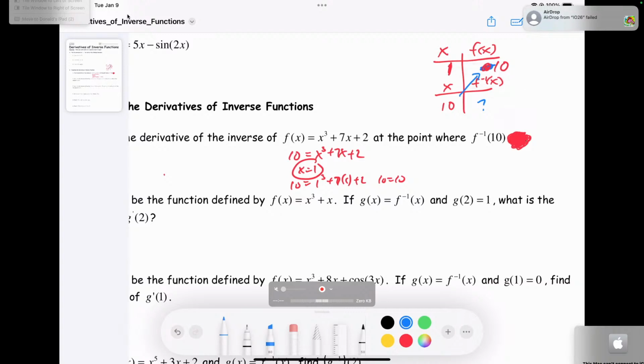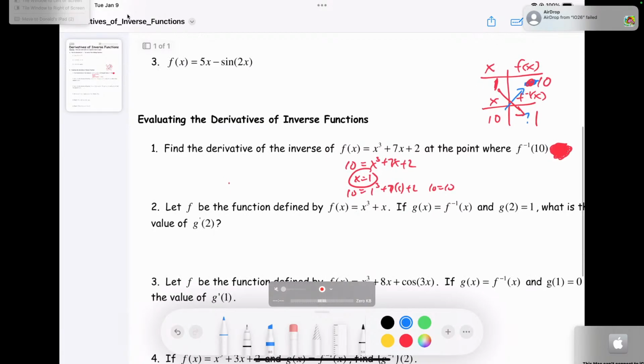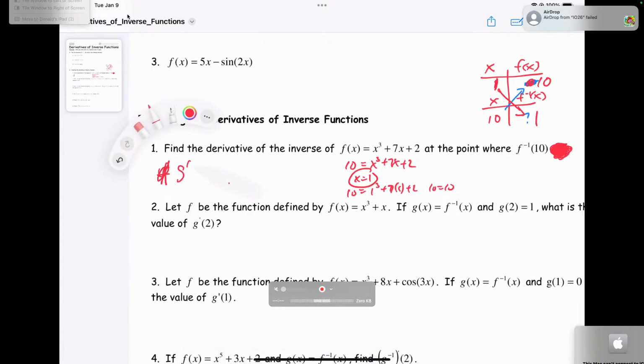So if this is 1, then this is also 1. So basically that will give you the thing, which is g prime of x equal to 1 over f prime of g of x, right? So we want g prime of 10. 10 instead of 1, so f inverse of 10, and that's equal to 1 over f prime of g of 10. What is g of 10? It's 1, so it'll be 1 over f prime of 1.